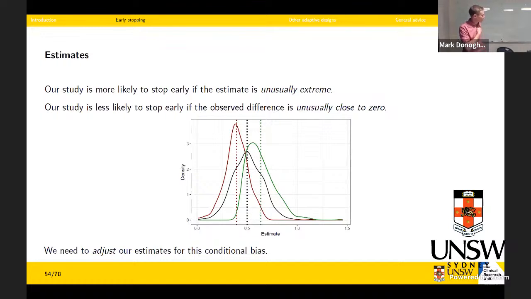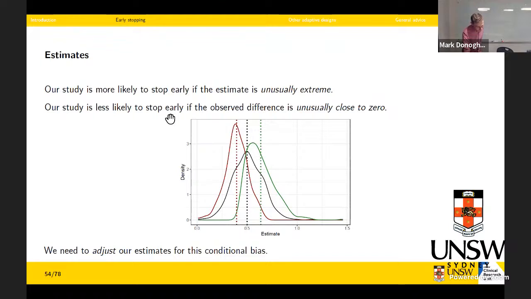One thing to think about as well is your estimates at the end of the study. So if you think that the truth is somewhere, and in this case our truth is 0.5, right? Our data can randomly vary around that truth, right? And the issue with having stopping rules involved is that if our data is unusually extreme, unusually high compared to the truth, we're more likely to stop. So if you only look at studies that stopped early, it's going to be biased higher than the truth.